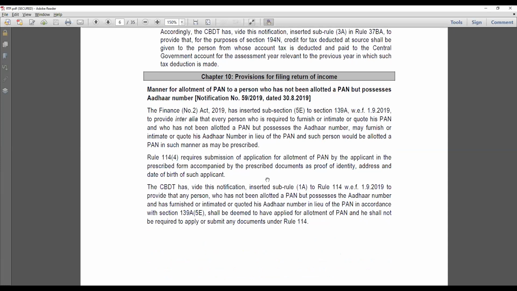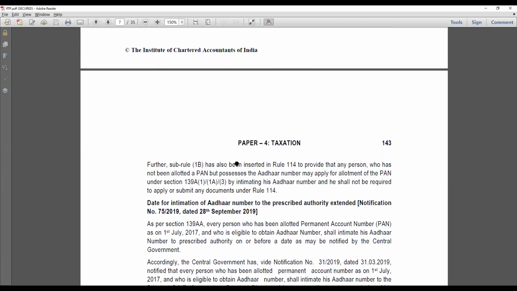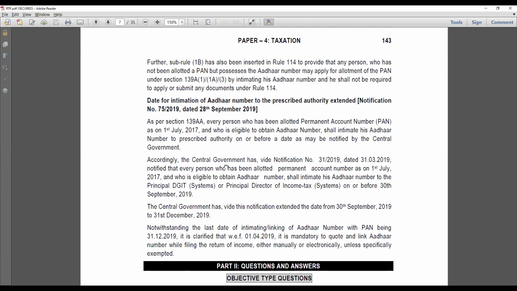Provisions of filing return of income. Again, since only changes up to October are available for you, here the date extended up to 31st December is appearing. However, this has been further extended after your date, so you need not worry about that. Only amendments up to October are applicable. So as of October, the due date for Aadhaar number intimation against each PAN was extended till 31st December 2019.